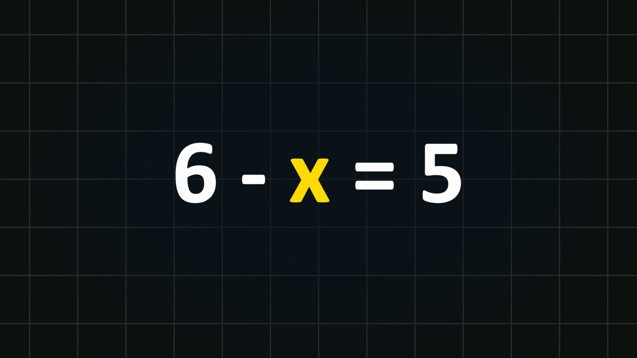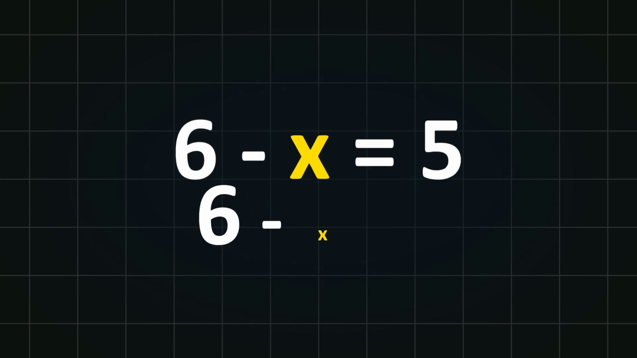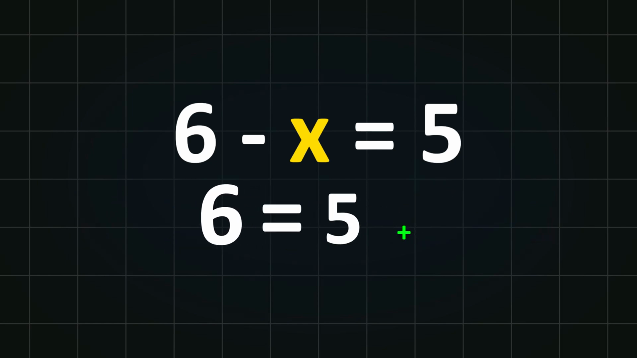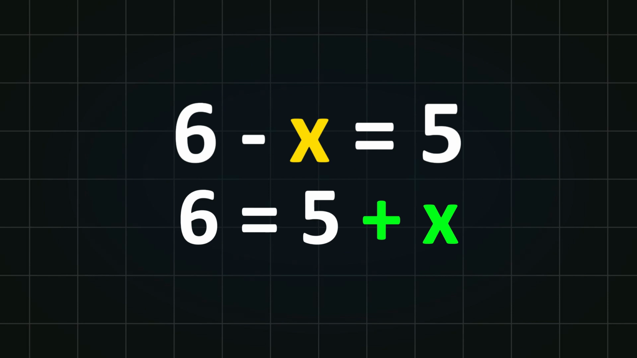The first way that you can do it is plus x both sides. So plus x, the x and the x cancel out. So it's going to be left with 6 equals 5 plus x. And then we can do minus 5.